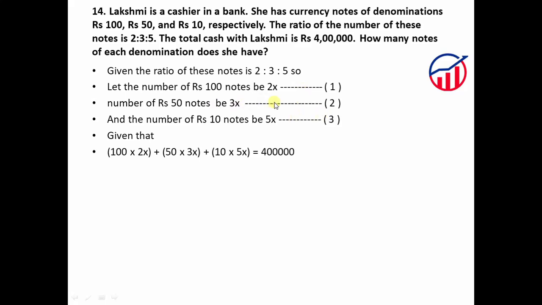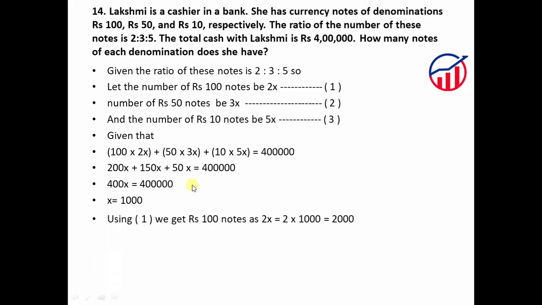So you have 100 notes of 2x. So you're going to do 100 into 2x plus 50 notes you have of 3x, and 10 into 5x. So you will get a total of 4 lakh rupees. When you solve it further, 100 into 2x is 200x plus 150x plus 50x is 4 lakhs. So 400x is 4 lakhs, x is 1000.